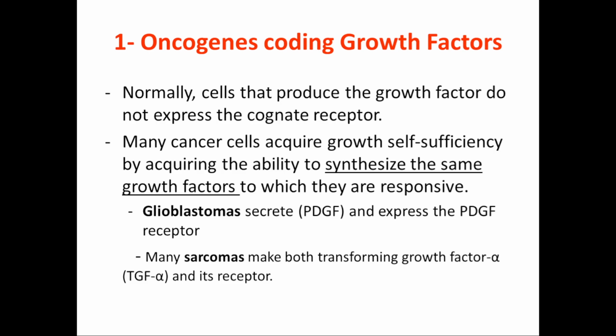Many sarcomas also make both transforming growth factor alpha and its receptor. Let's pay attention: transforming growth factor alpha is a growth factor, but transforming growth factor beta is a tumor suppressor. So pay attention.